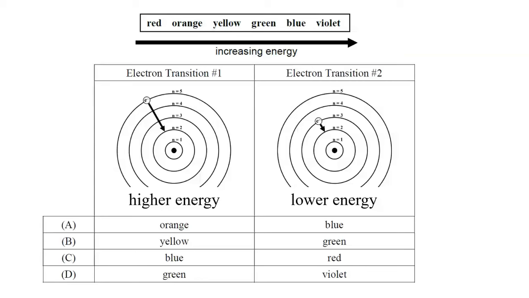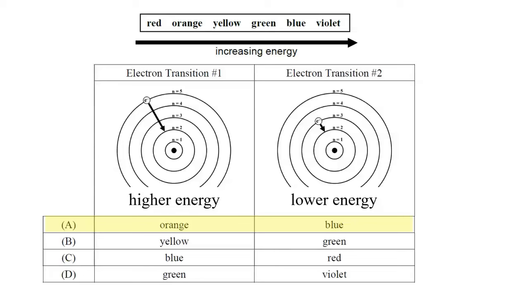We can compare the relative amounts of energy for each color and then determine which of these 4 choices is correct. So let's start by looking at the 2 colors that are listed for choice A, and they are orange and blue.